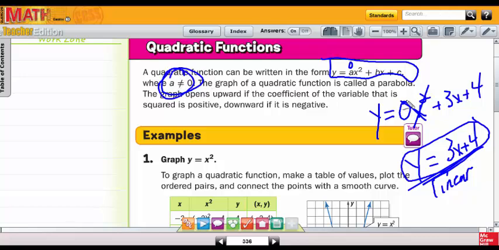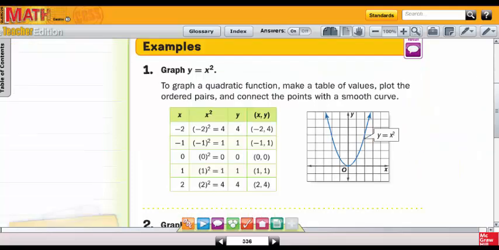As long as you have some amount, it could be 1x squared. Now you have the variable, an input squared, and that makes it quadratic. And now lastly, to finish up, the graph opens upward if the coefficient of the variable that is squared is positive. So in this case, I would just call it the coefficient of x squared. If it's positive, it opens upward. If it's negative, it opens downward. Let me show you what that means.